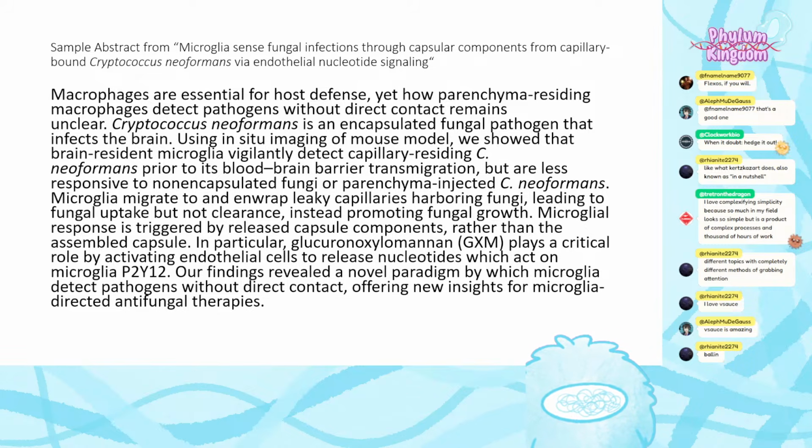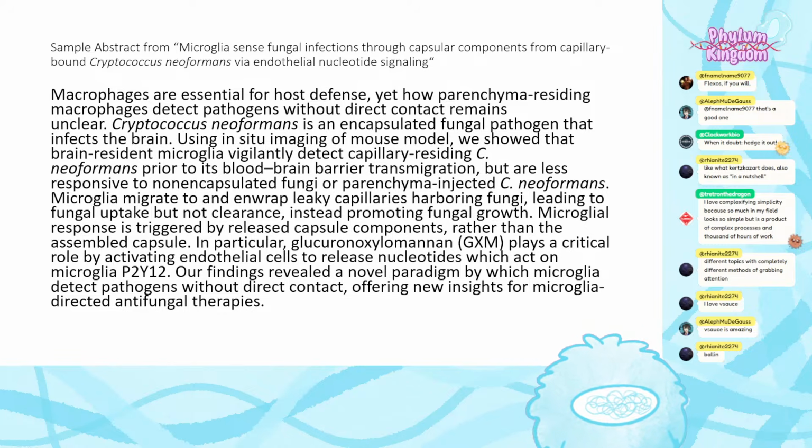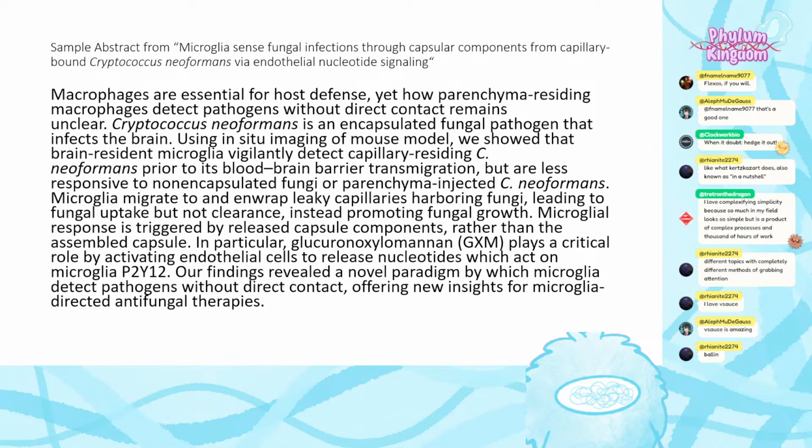Macrophages are essential for host defense, yet how parenchyma-residing macrophages detect pathogens without direct contact remains unclear. Cryptococcus neoformans is an encapsulated fungal pathogen that infects the brain. Using in situ imaging of mouse models of, okay, there's some grammar issues here. We showed that brain-resident microglia vigilantly detect capillary-residing C. neoformans prior to its blood-brain barrier transmigration, but are less responsive to non-encapsulated fungi or parenchyma-injected C. neoformans. Microglia migrate to and enwrap leaky capillaries harboring fungi, leading to fungal uptake but not clearance, instead promoting fungal growth. Microglial response is triggered by released capsule components rather than the assembled capsule.